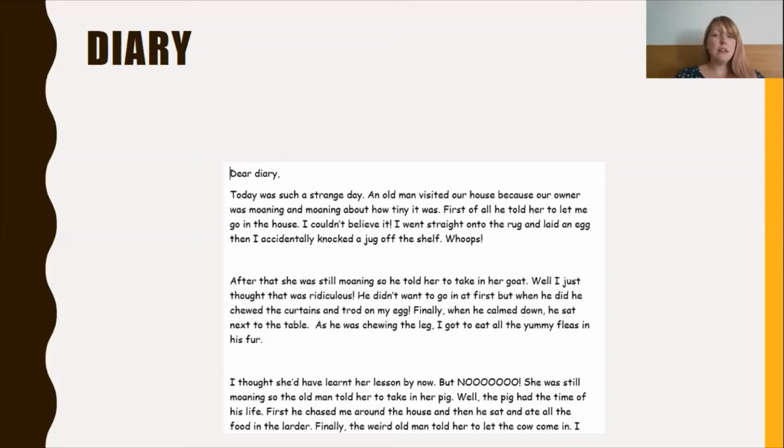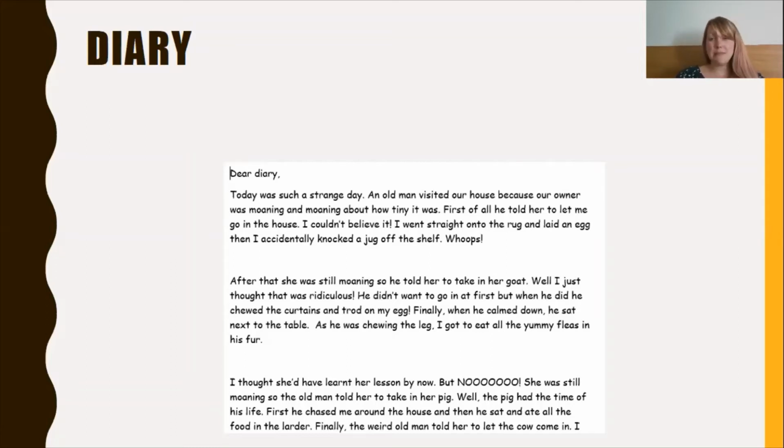So when you're looking at the features of a diary, I'd just like you to pause the video for a minute and see if you notice any differences. It might help if you compare me reading the diary to reading the story. What do you notice? Pause the video now and jot down some ideas. How did you get on?